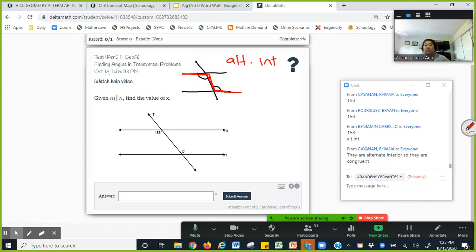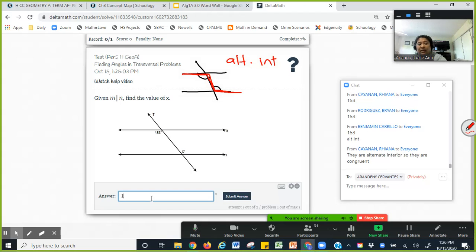So they're congruent. Would be nice if you guys will just unmute yourself. You know, it's faster than to write in the chat. Yeah, so alternate interior angles are congruent. Perfect. So that means whatever this angle measures, x will also take the same amount.